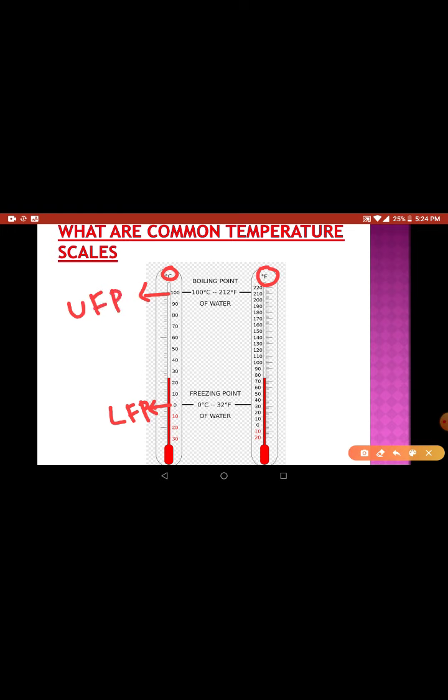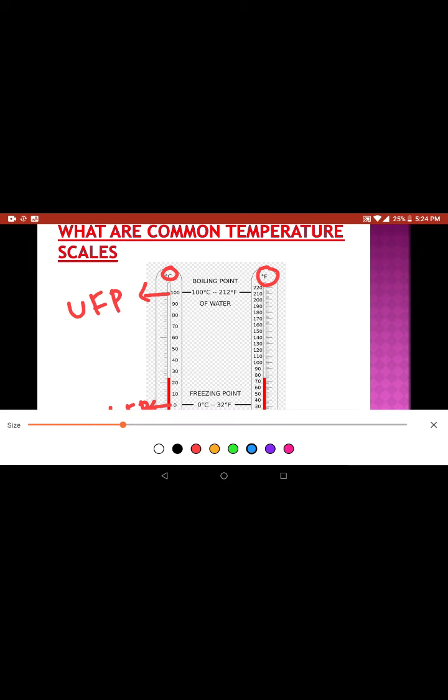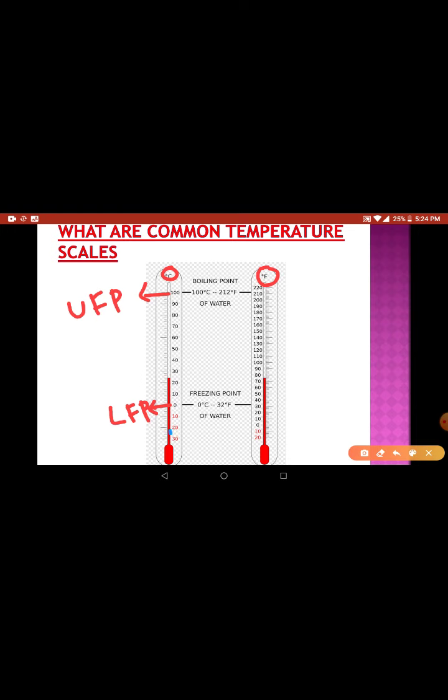So first of all, I'll explain the Celsius scale, how it is designed. First of all, we design a thermometer. No gradations will be there, no numbers will be there, right? And inside that, you can find some mercury column, right? You can see here, the mercury column is there. This mercury column will be there.